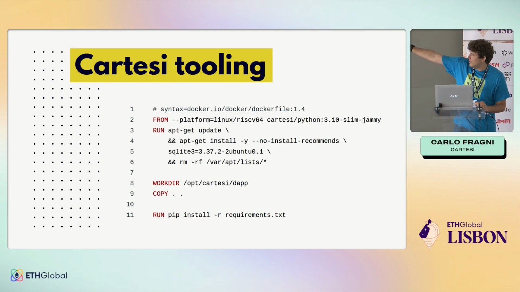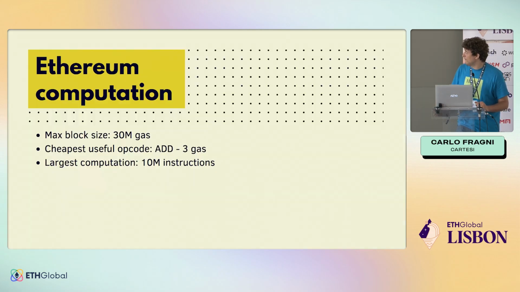Then I just copy that directory in there to this opt Cartesi dApp, because in my directory I will have the actual Python files for this application, which actually has my logic, and I can just pip install the dependencies like I would do on any Linux machine. So for a Web2 developer, this is all very simple if you're used to Docker.